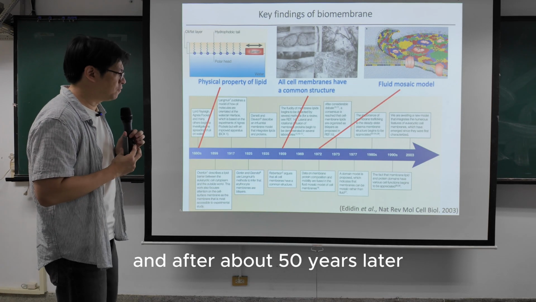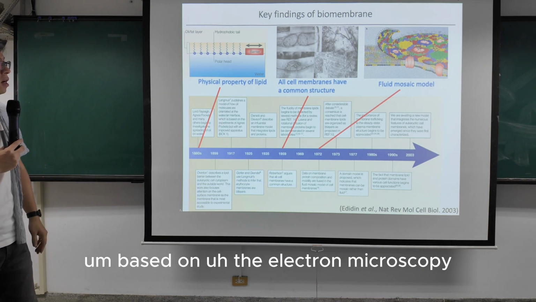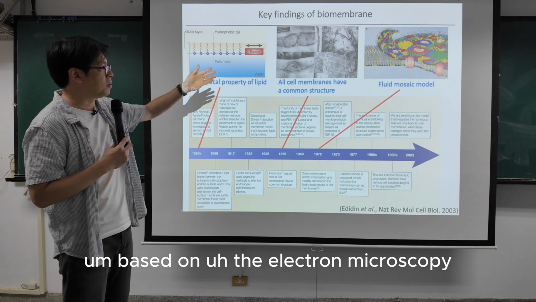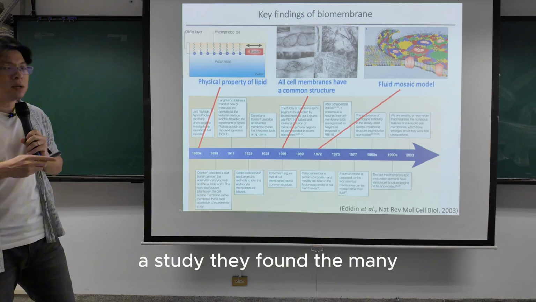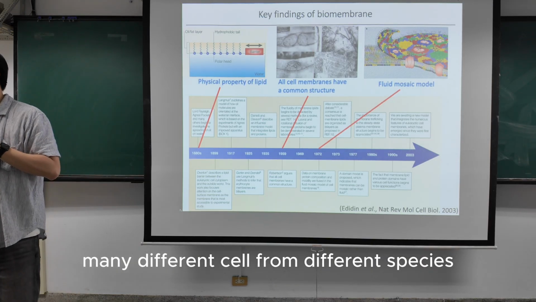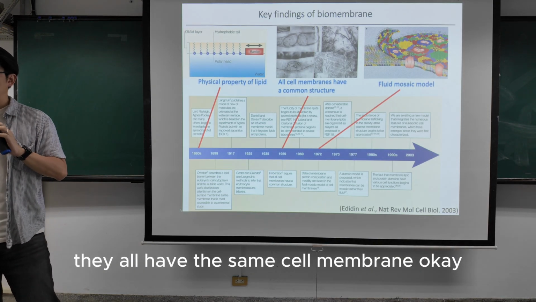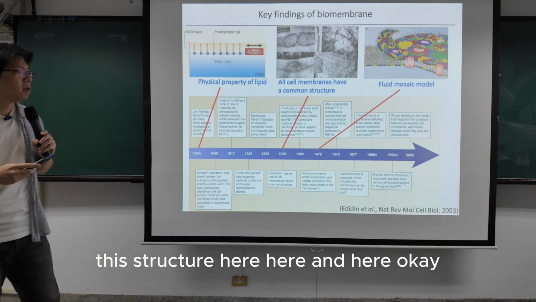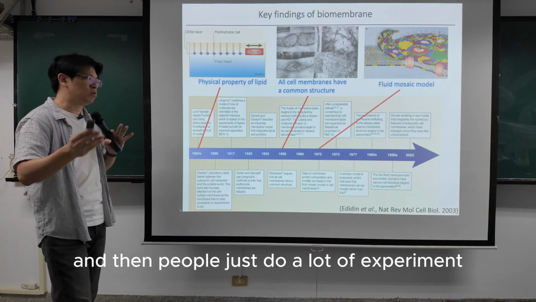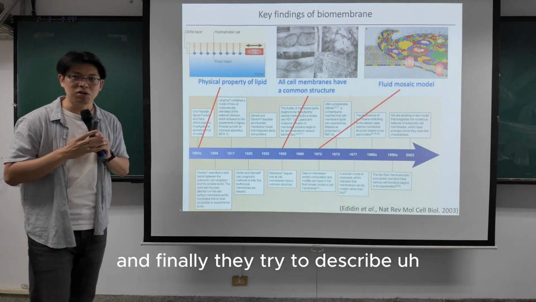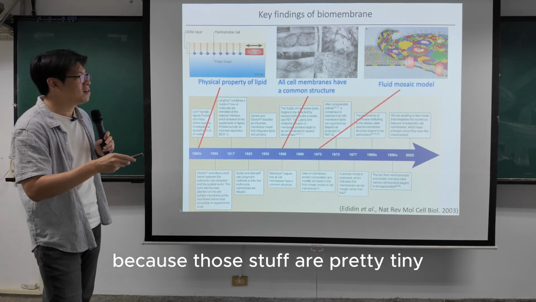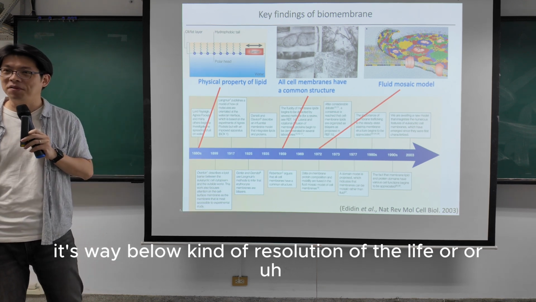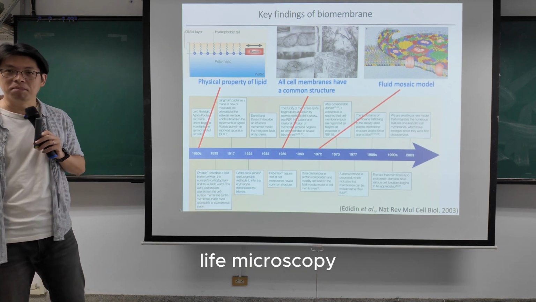After about 50 years, based on electron microscopy studies, they found that many different cells from different species all have the same cell membrane structure: here, here, and here. People did a lot of experiments and finally tried to describe it. Those structures are pretty tiny, way below the resolution of light microscopy.